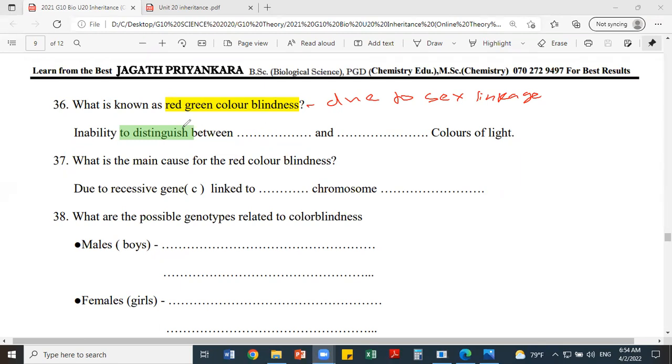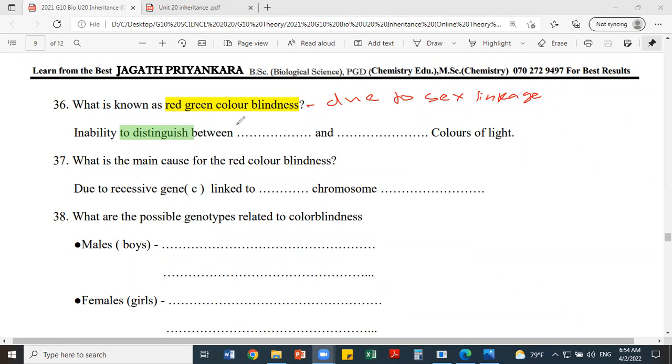Red-green color blindness means some students can't see red and green? No, that is completely wrong. They can see only red, they can see only green, but red and green together they can't distinguish. They can't identify which one is red, which one is green. That means basically they can't drive vehicles. So this is not a deadly disease.